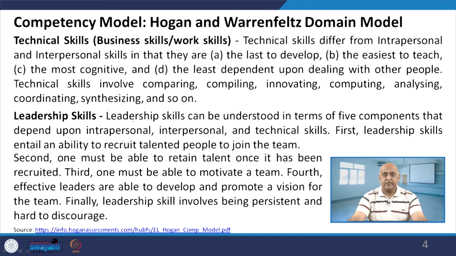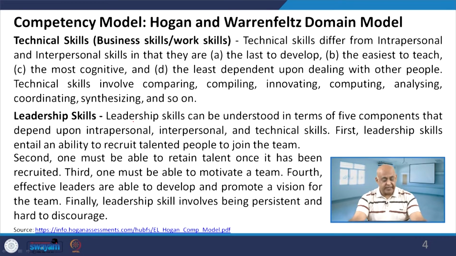And the fourth one, which is most important, is leadership skills. First, we must have the skills and ability to recruit talented people. Second, one must be able to retain the talent that has been recruited. Third, one must be able to motivate a team. Fourth, effective leaders are able to develop and promote a vision for the team. And finally, leadership skill involves being persistent and hard to discourage.